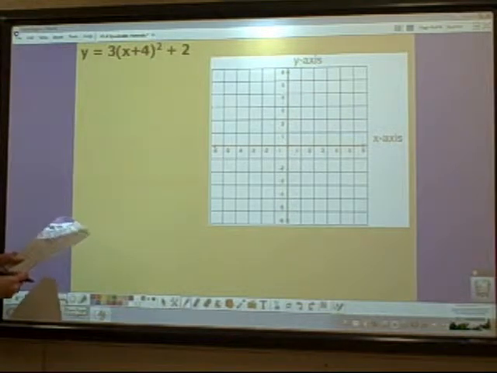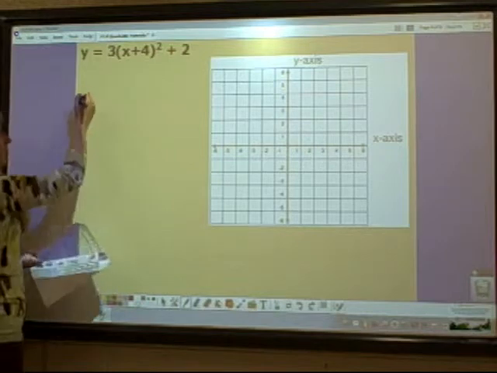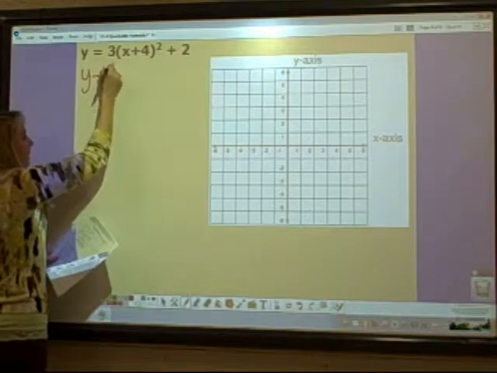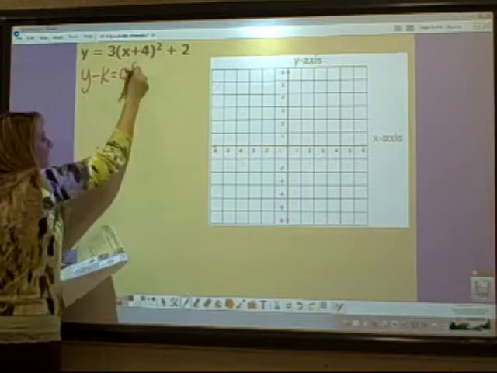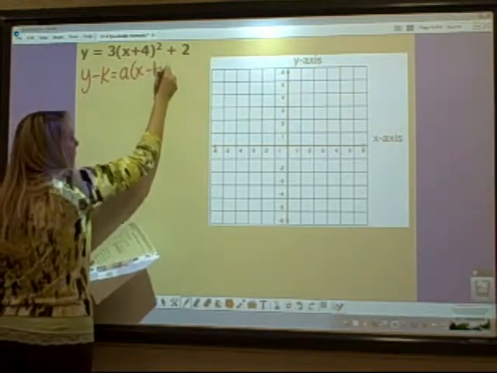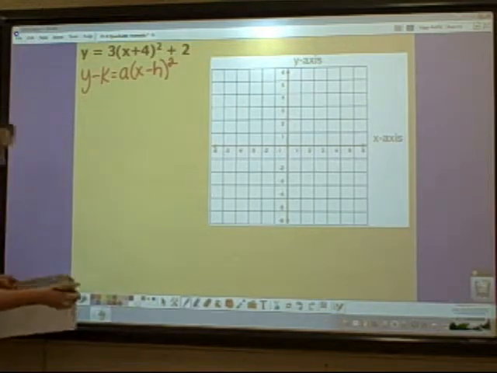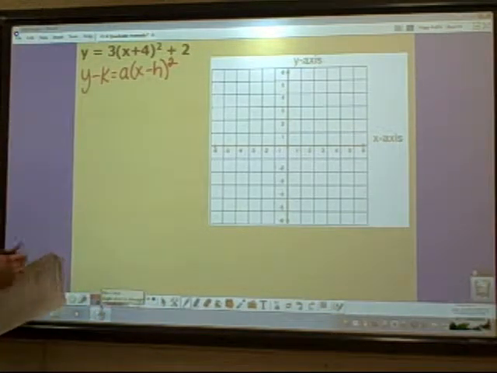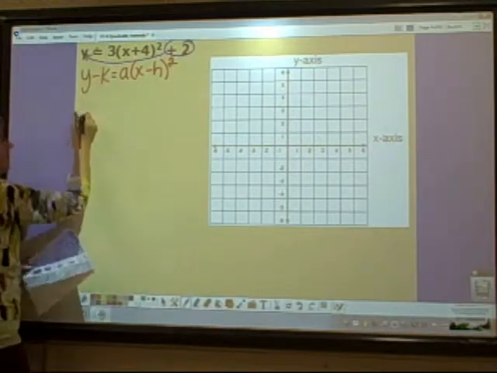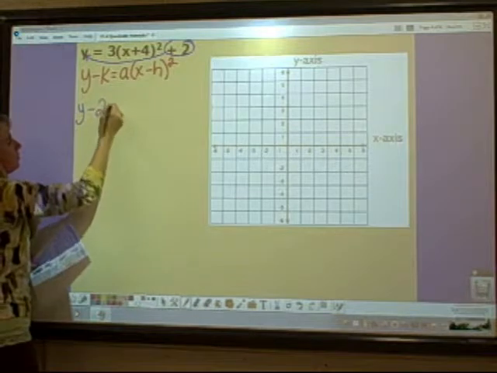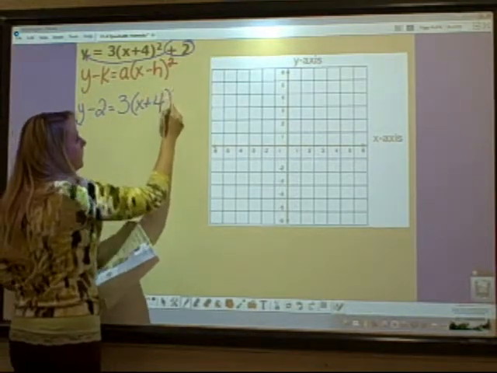Standard form. Ask yourself, do you know it? Probably not yet. y minus k equals a times x minus h quantity squared. So I need to move this plus 2 to the other side and get y minus 2 equals 3 times x plus 4 quantity squared.